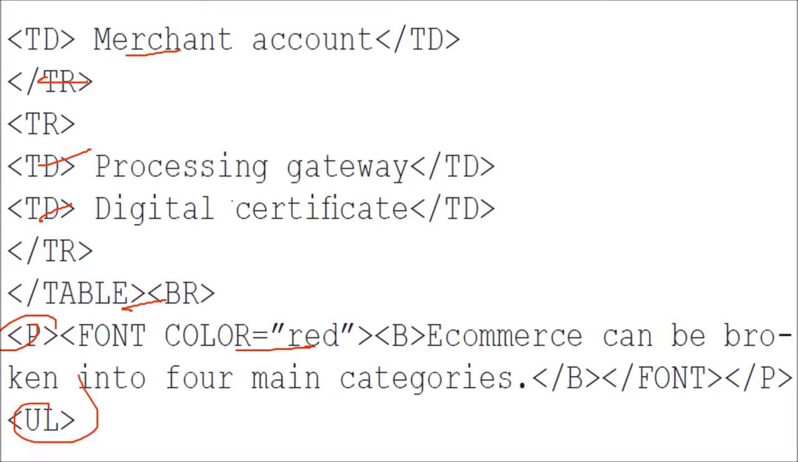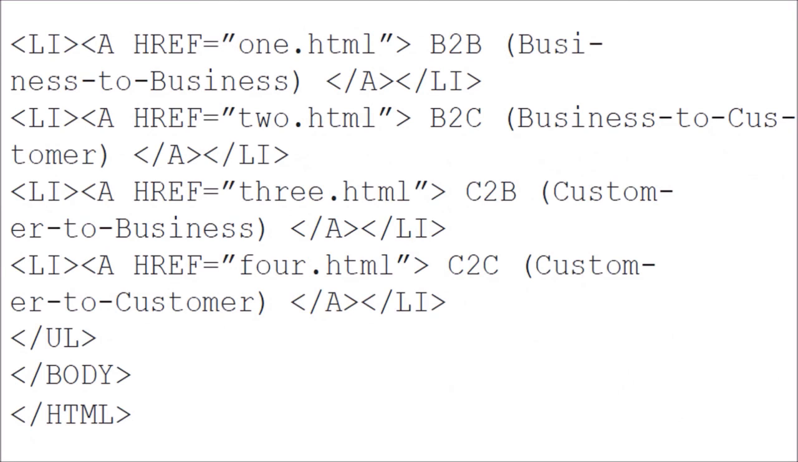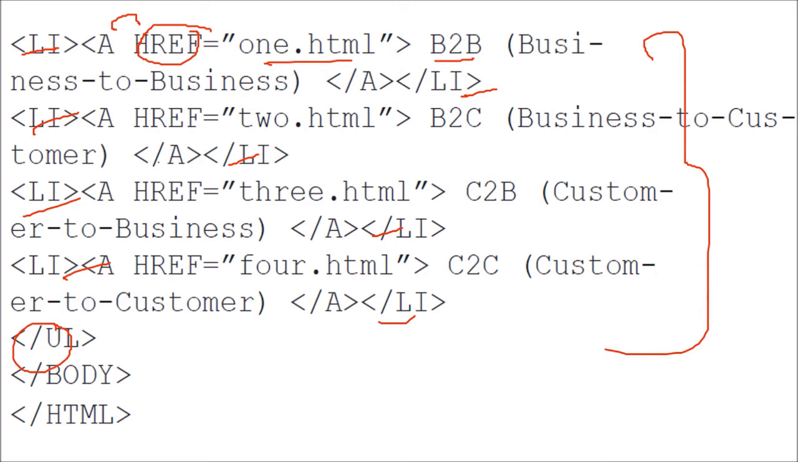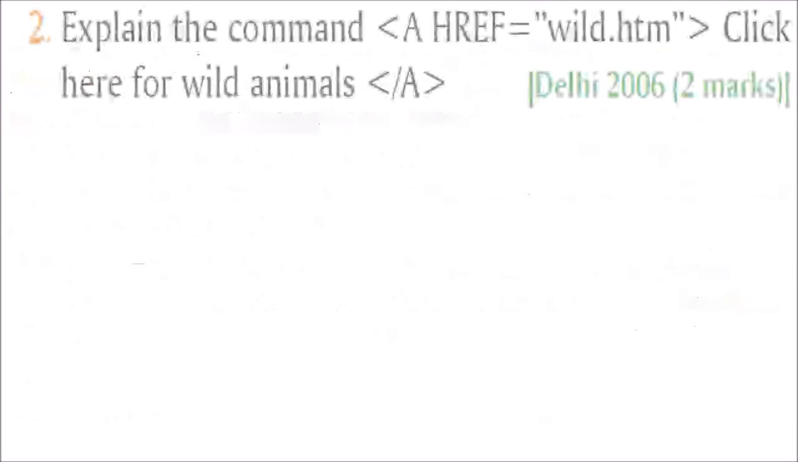Now we start the unordered list. List, this is first list, second list, third list, fourth list. In this list we have anchor, that is the href, which is 1.html. This is the thing which you will see on the web page. Similarly, all these 4. Close the unordered list, the web page is created.